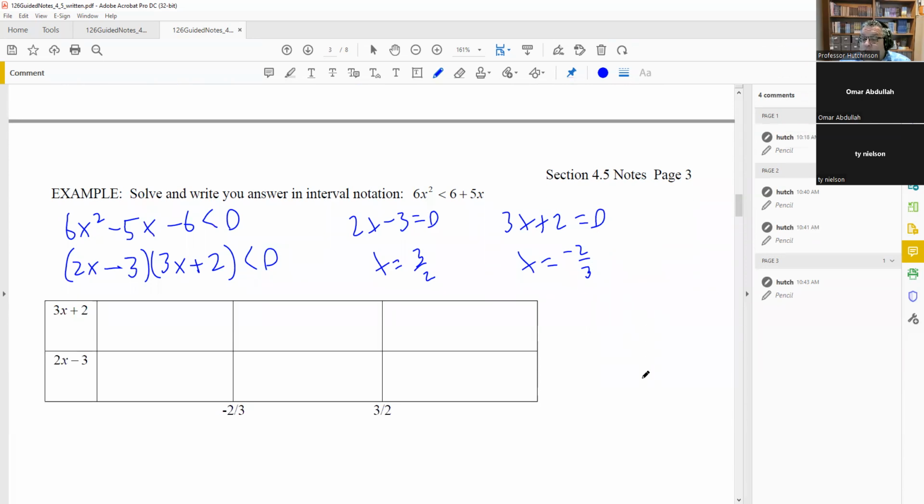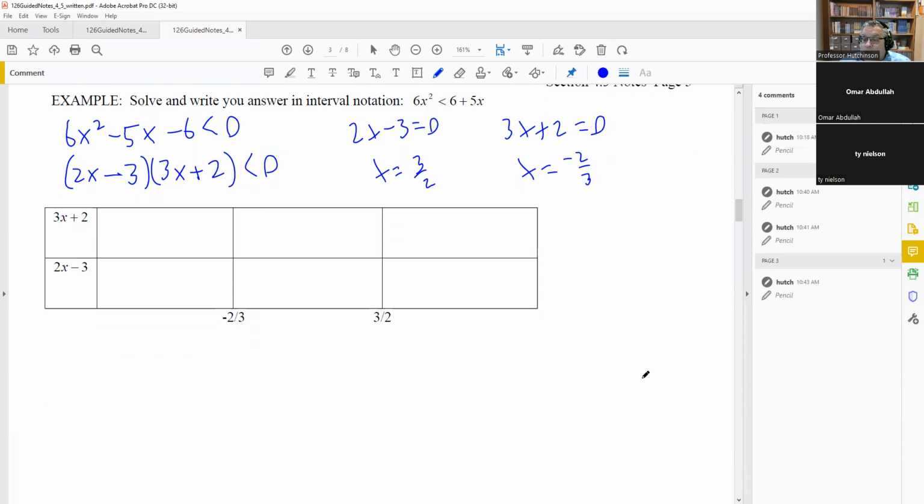If you're going to do the table, this is what the table is going to look like. Notice that we have our two factors. It doesn't matter what order you put these in. So I have 3x plus 2, 2x minus 3. I got those on there. See, I got these two fractions on here, -2/3. The smaller one goes first and then the larger one.